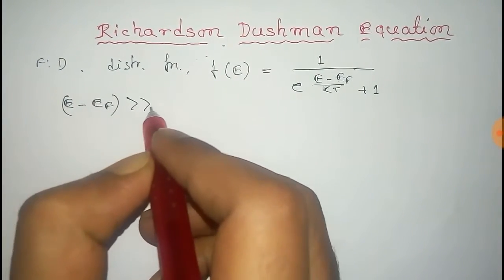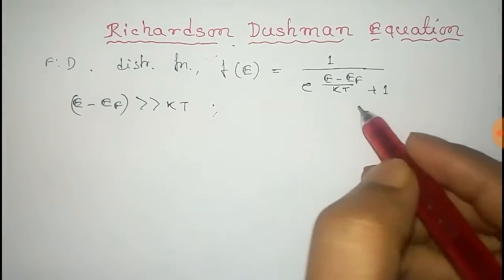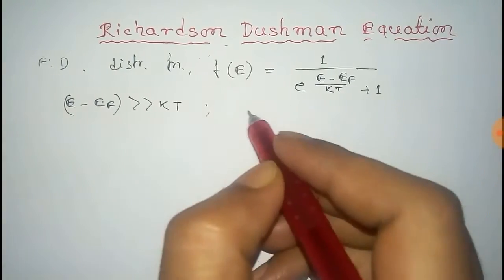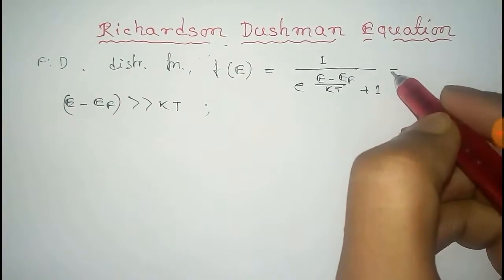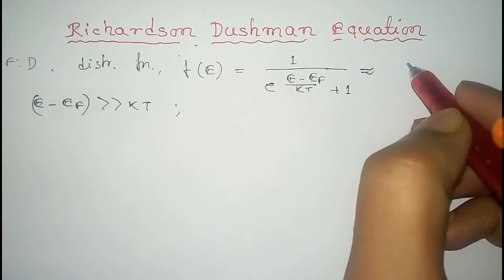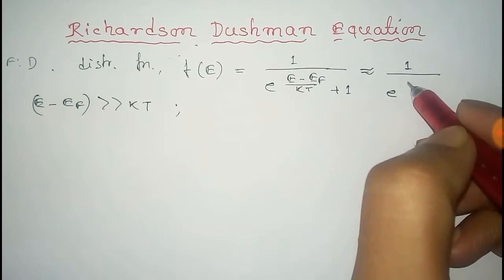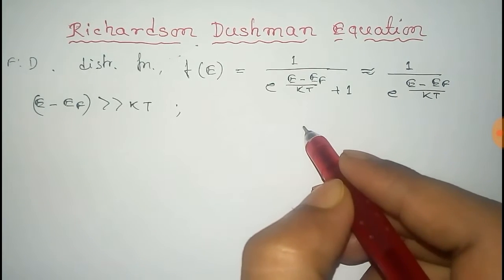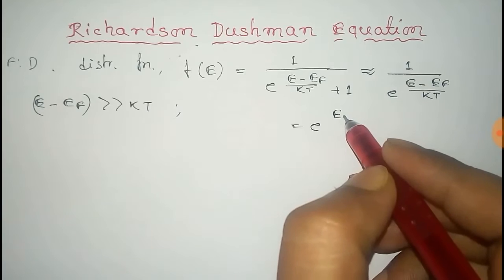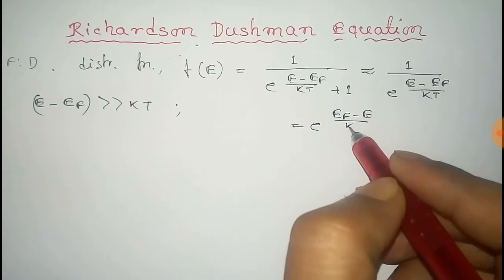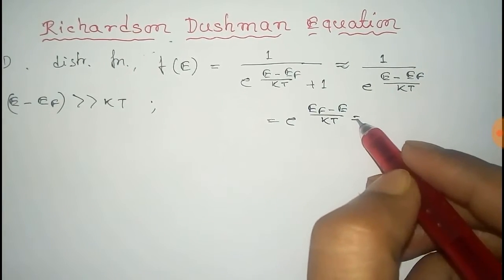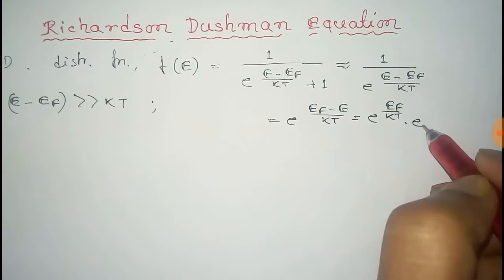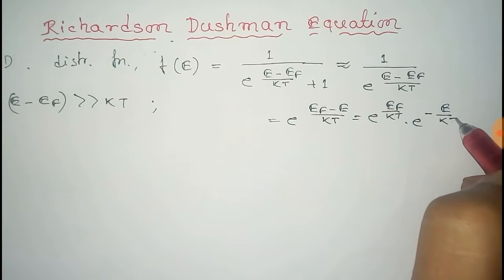is very much greater than kT, then the exponential term is very much greater than 1, so we can neglect this 1, so it becomes equal to 1 by e to the power (E minus EF) by kT. So that's equal to e to the power (EF minus E) by kT, that's equal to e to the power EF by kT into e to the power minus E by kT.